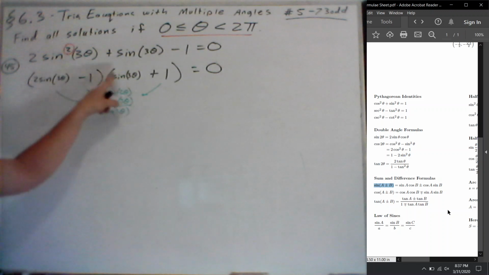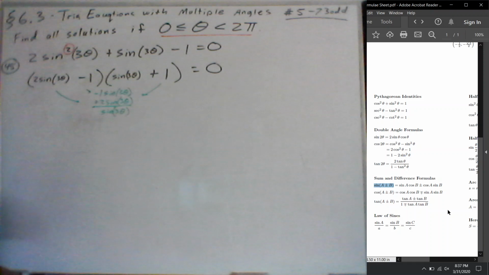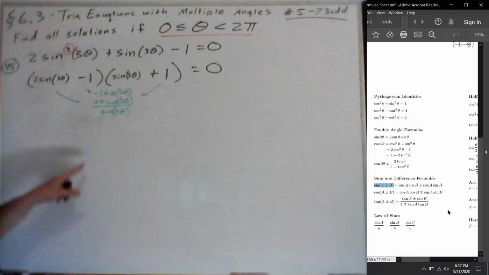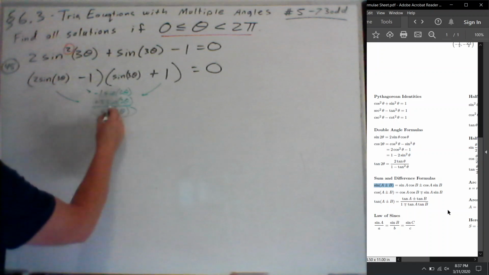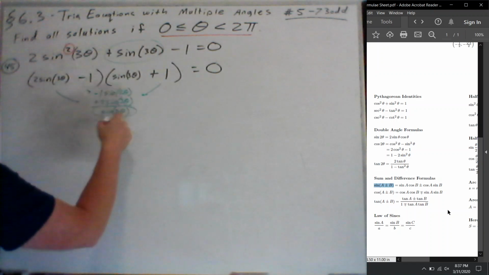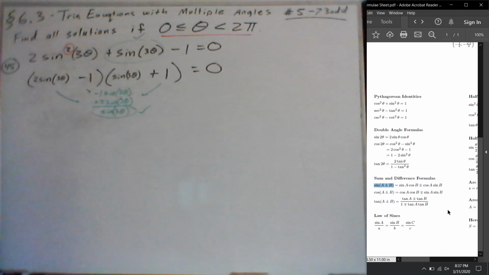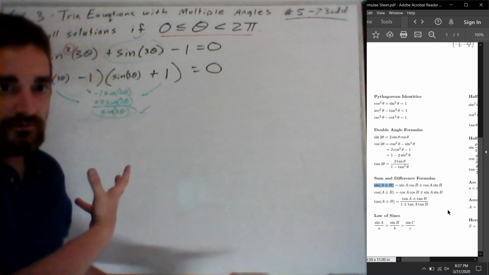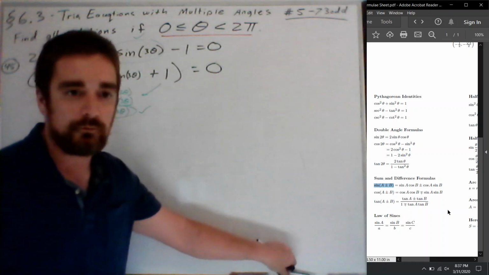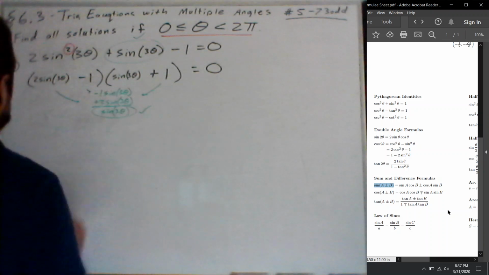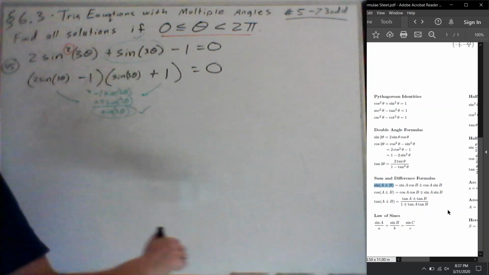Right, my first times my first, that's 2 sine squared 3 theta. My last times my last is negative 1. Those are pretty easy to see, but this is what I want to guarantee. I want to guarantee that I've got the correct factors that give me the correct middle term. If we get this wrong at this step, there's no point in moving forward. We're going to get our answers wrong as well. So that's why I like to do that nice little check there. So we're definitely golden. We're good.